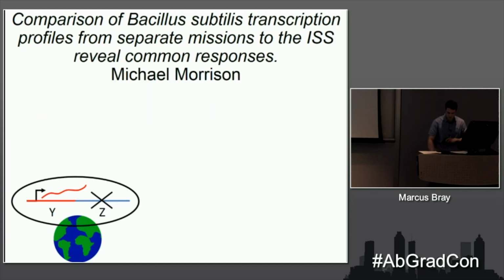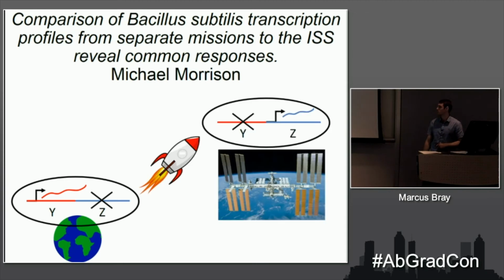So Michael's going to talk to us about that with this model gram-positive bacterial organism called Bacillus subtilis. He's basically going to look at gene expression, comparing, let's say, we have a cell where gene Y is turned on and gene Z is turned off on Earth, but then we put it up in the International Space Station, with all conditions being the same except that it's now in space, and gene Y is turned off and gene Z is now turned on. And so why does that happen?